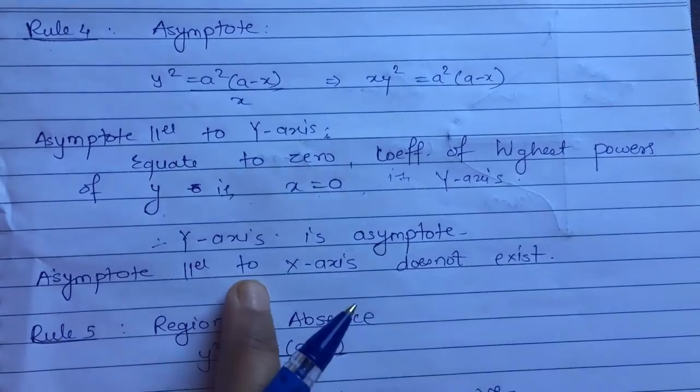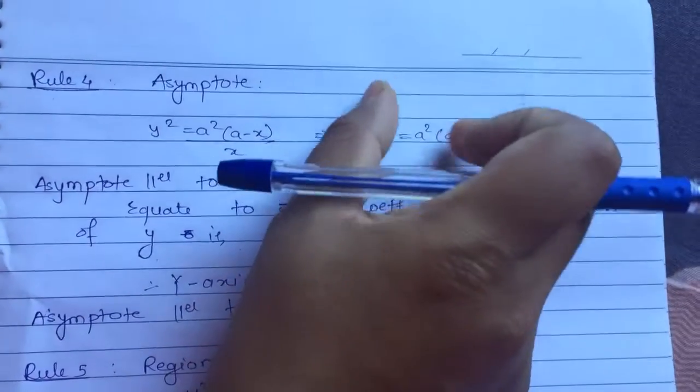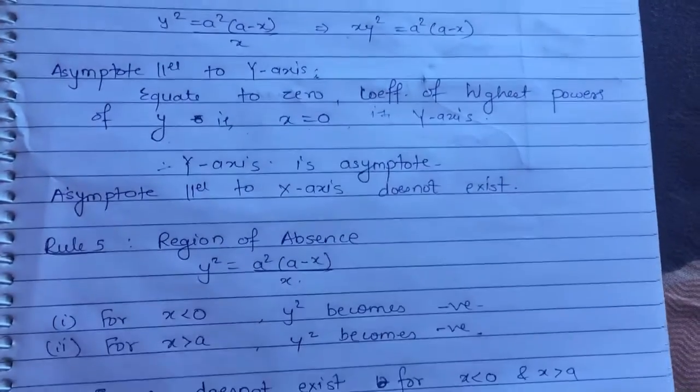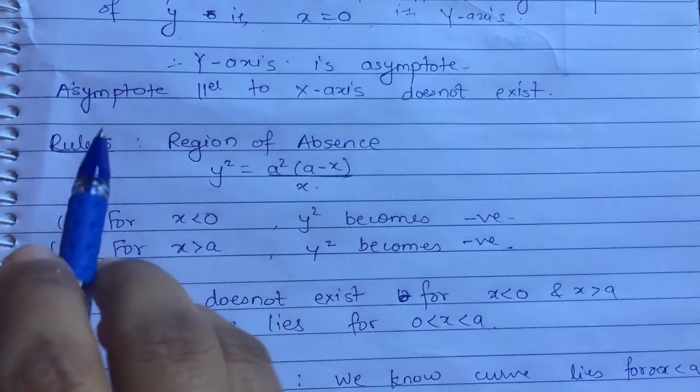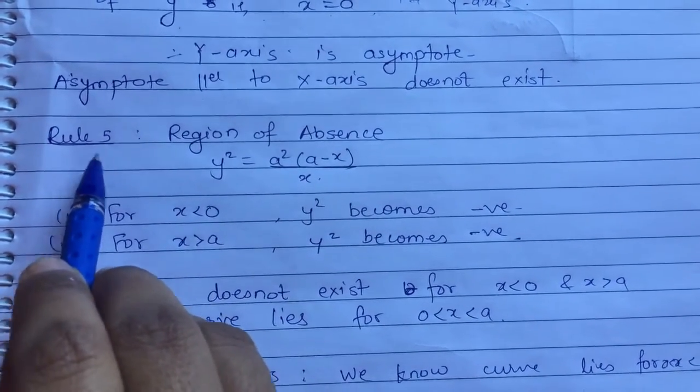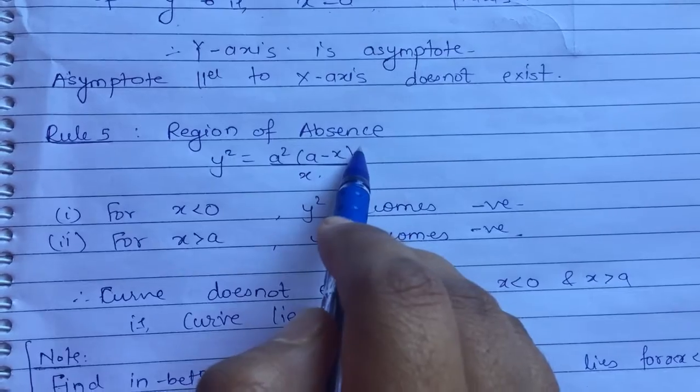Therefore here the y-axis itself is an asymptote. Now an asymptote parallel to the x-axis does not exist because it doesn't have a coefficient. Yes, it has a constant coefficient.